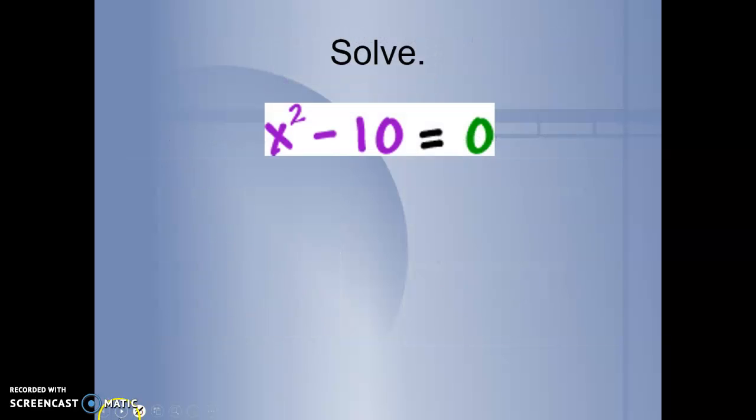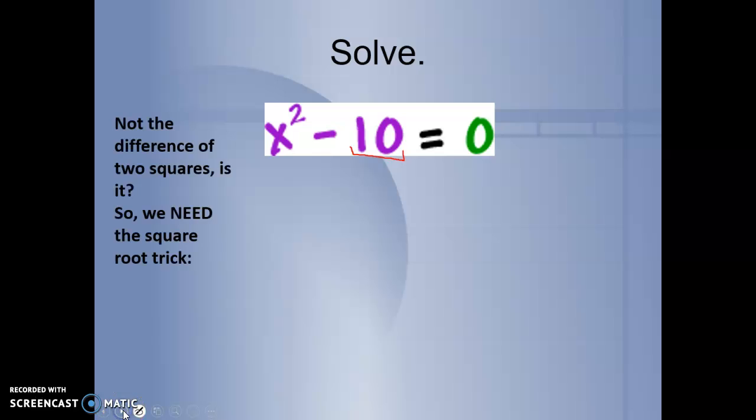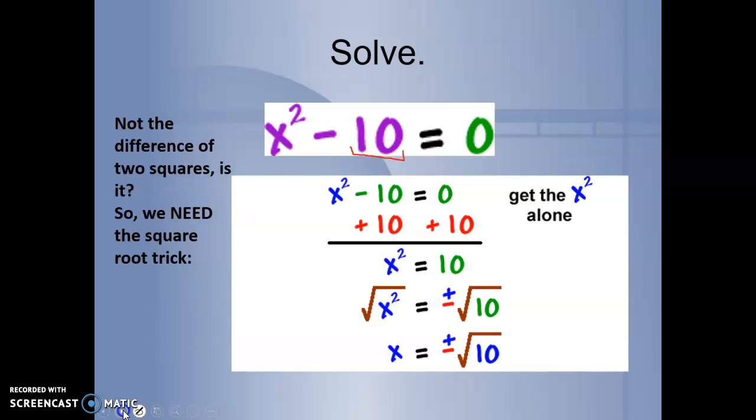Let's solve this one. x squared minus 10 equals 0. Now this one cannot be solved using a difference of squares because 10 is not a perfect square. So we are going to solve this one using the square root method. We'll add 10 to both sides to get x squared equals 10.